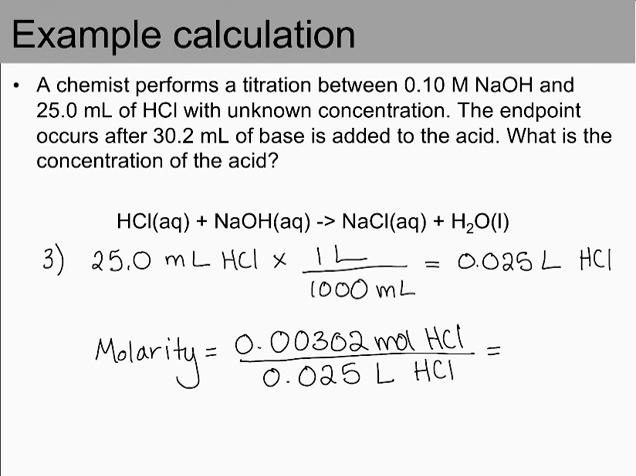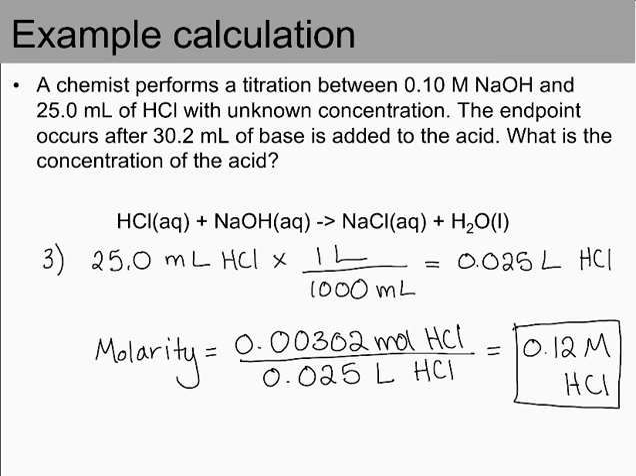All right, so 0.00302 divided by 0.025 should give us 0.12 moles per liter of HCl. Okay, so we found out the concentration of the acid. So what we could do is use that concentration to determine a pH value.